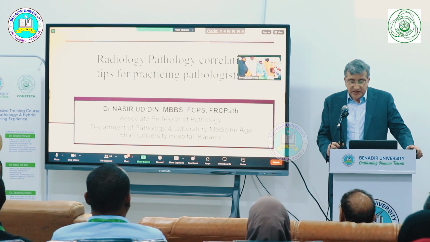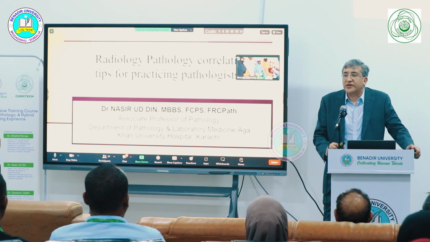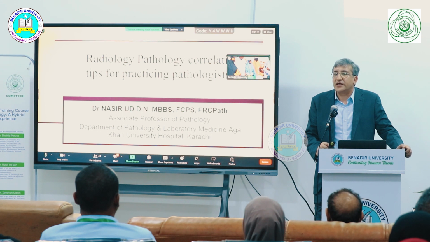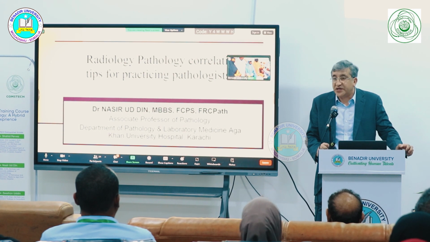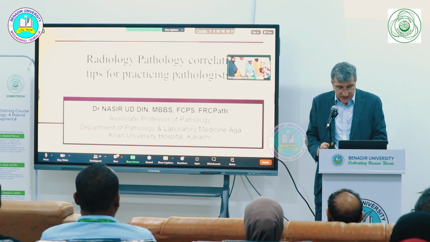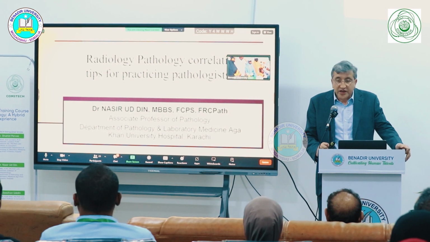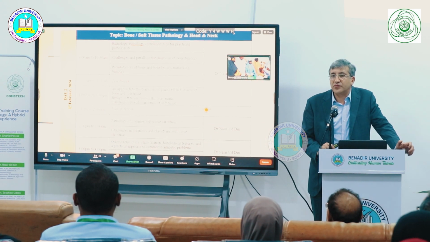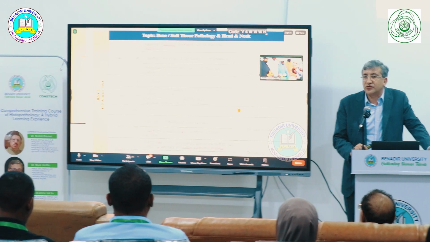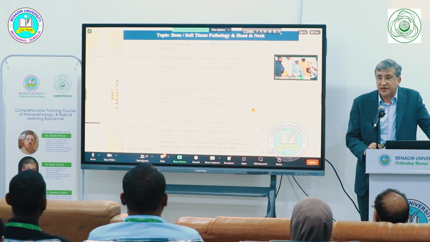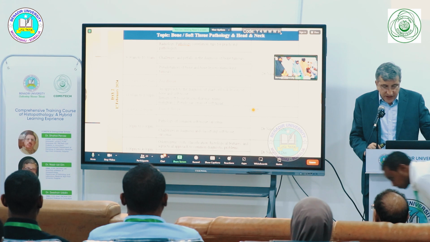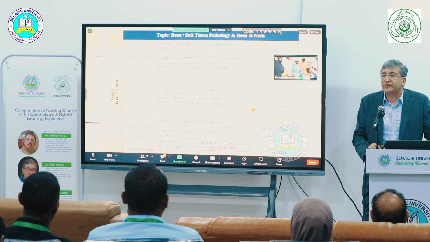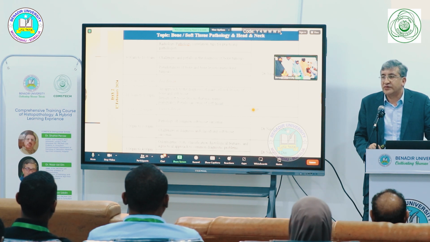So in this presentation, I will give you tips about how to read radiology for interpreting orthopedic pathology. I have rearranged the presentations. First, I will go through bone pathology, followed by soft tissue, and then in the end, head and neck. There are 9 presentations, but I think I won't be able to go through all, so I will skip one presentation.